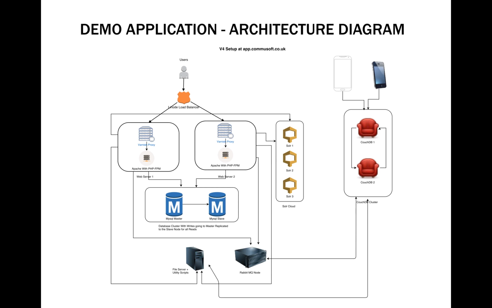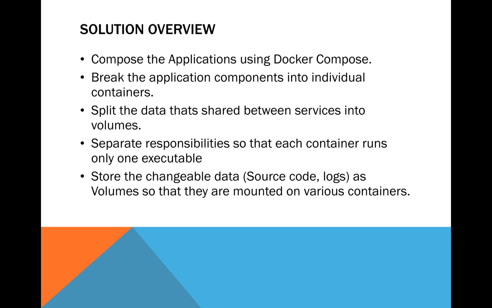So as you can see, this thing has lots of components in it. We have a load balancer, a couple of Apache servers, database servers, a file server, RabbitMQ, Solr, and CouchDB. So about 8 or 9 services, and if you put all of them in a single box, the problem is if I have to scale, let's say I want to change the number of Solr nodes from 3 to 4, it becomes very hard because I only have so much memory and so many cores available in a box, and I can't exceed beyond that. So how are we going to solve this problem?